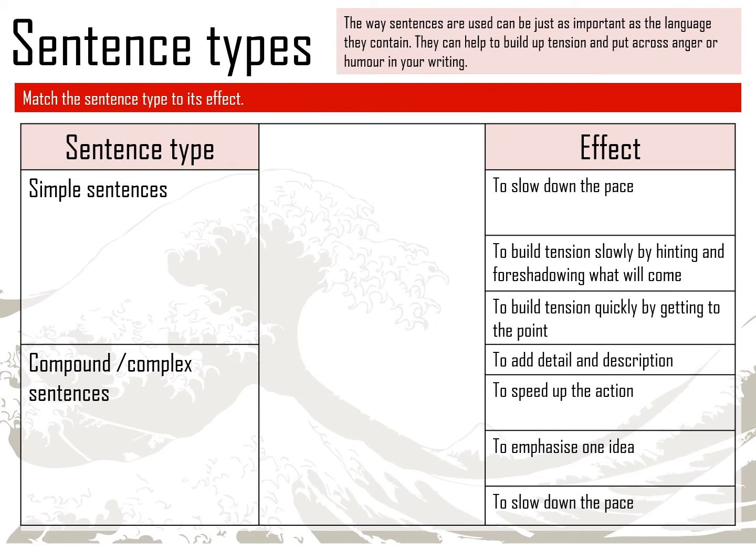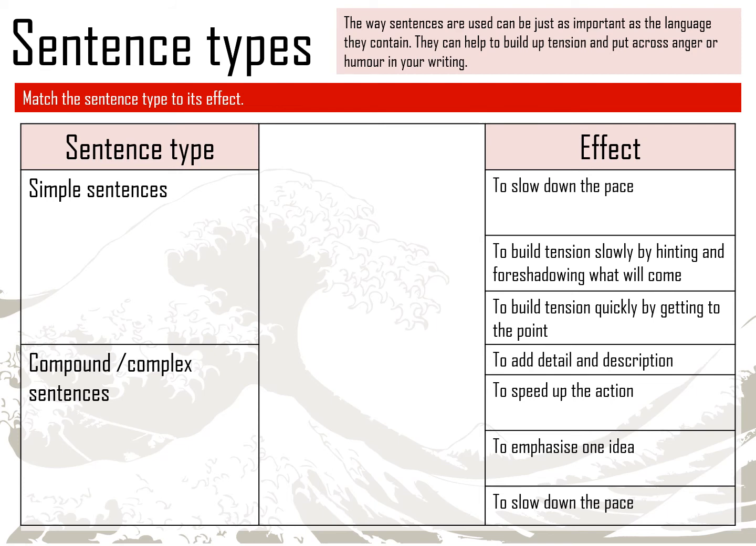The way sentences are used can be as important as the language that they contain, as we've mentioned. So we've got simple sentences, we've got compound and complex sentences. And I'd like you to think about the different effects that they have. What effects do you think simple sentences have? What effects do compound and complex sentences have?